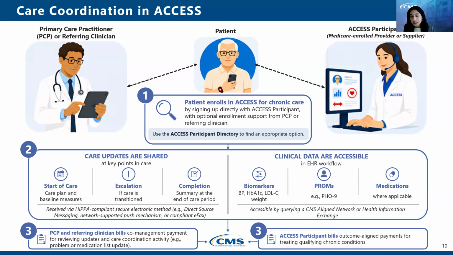In parallel, on the other side, Access participants share clinical data with the PCP or referring clinician. This data include biomarkers, patient-reported outcome measures or PROMs, and medication information, which can all be accessed by querying a CMS-aligned network HIE. Based on receipt and review of care updates and clinical data, the PCP and referring clinician may bill a co-management payment for care coordination and related review activities. Access participants can also bill outcome-aligned payments for treating qualifying chronic conditions.